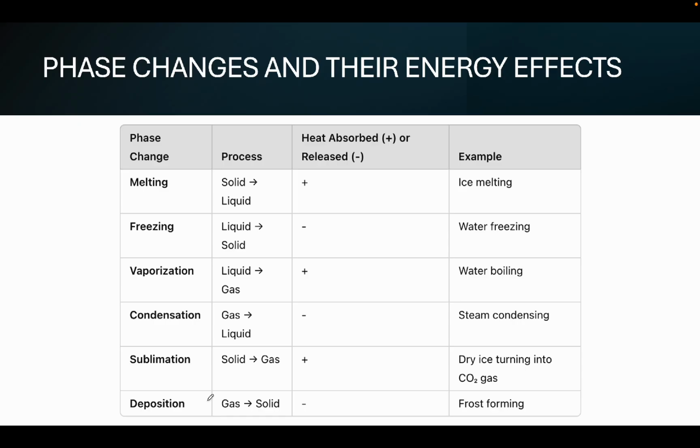So, in melting, heat is absorbed. Freezing, heat is released. For the vaporization, the heat is absorbed, whereas condensation, heat is released. And sublimation, heat is absorbed. And for deposition, the heat is released. So here are also the following examples for each of the phase change.